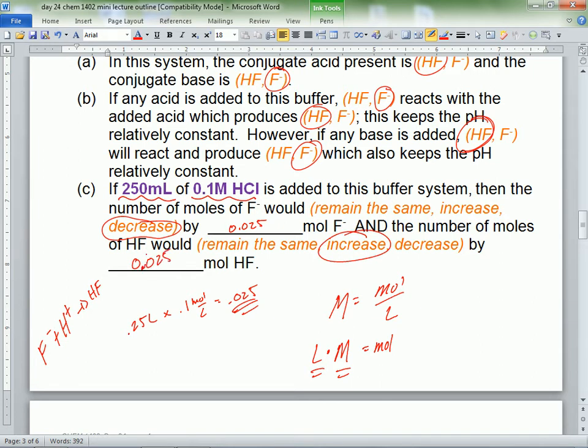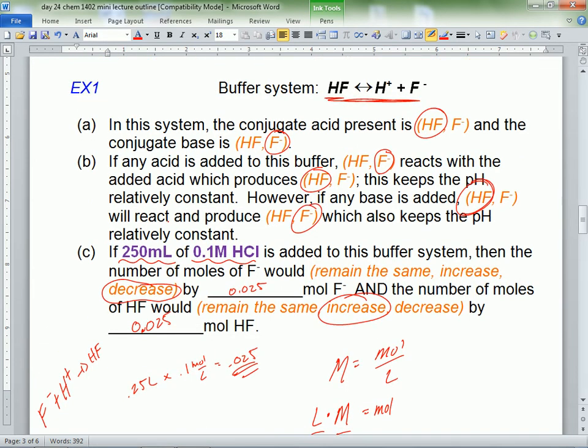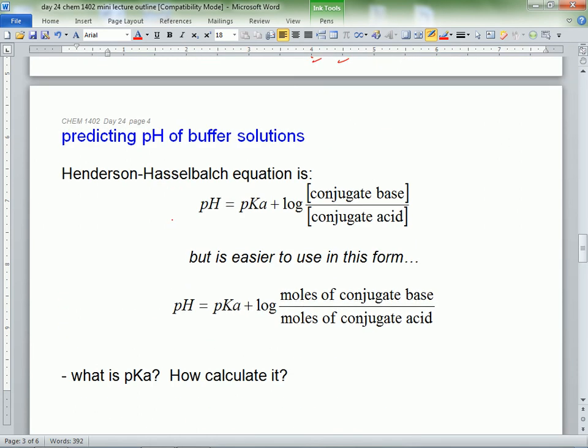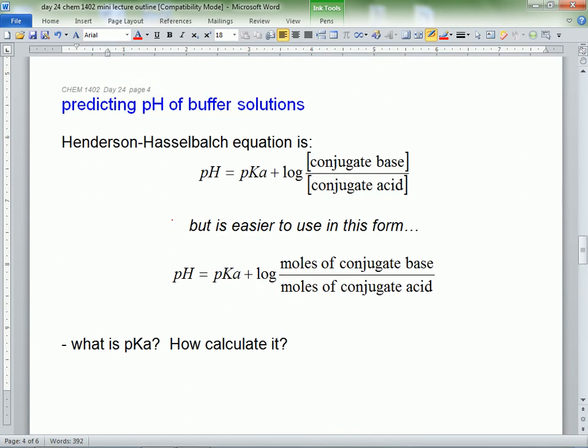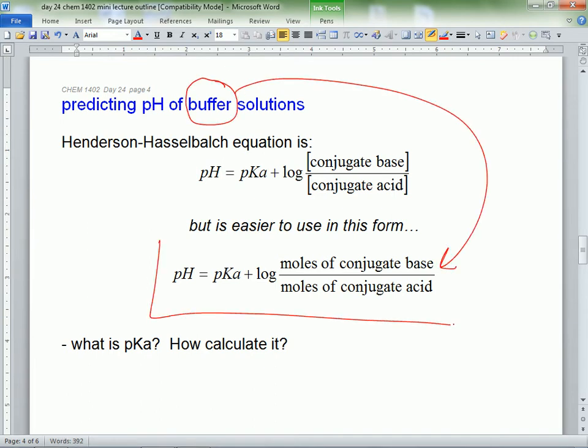Okay. So to get moles, just multiply what 2 things together? Liters and molarity, and you'll have moles every time. So if you ever see a question and it has the word buffer in it, just instantly jump right down here, because you can get the pH of the buffer right here. Here's the pH of the buffer.